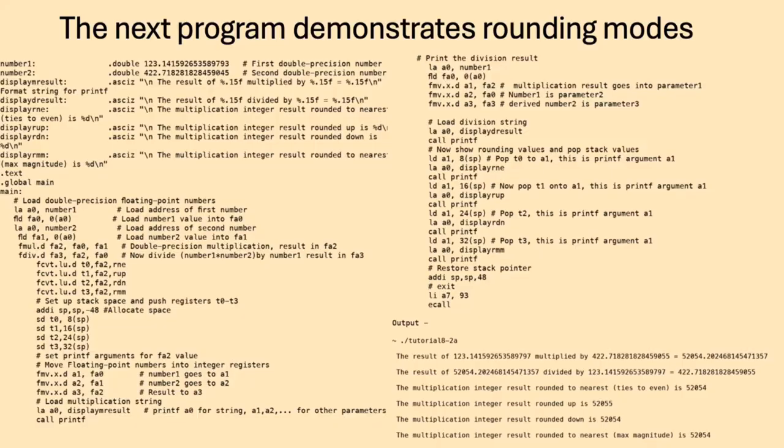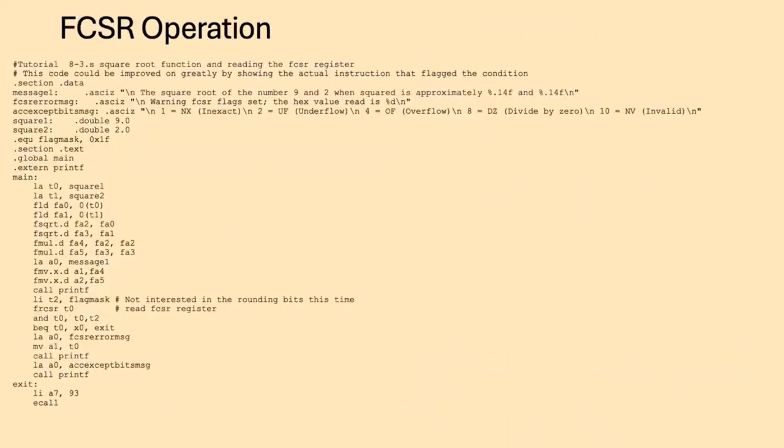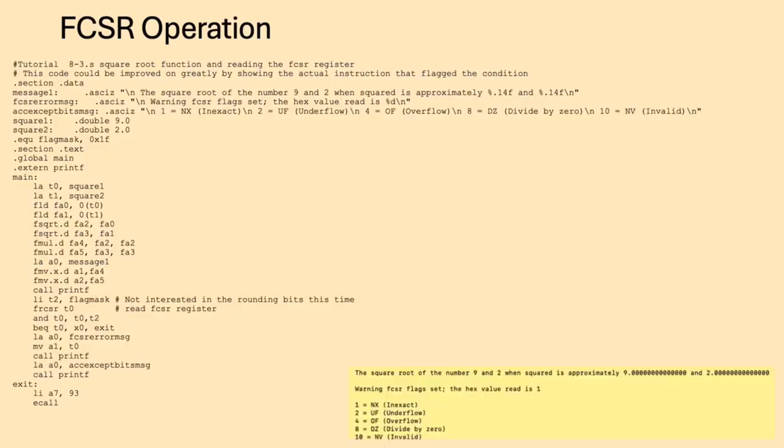This next program interacts with the floating point control and status register. It generates an irrational number. The square root of 2 causes a condition with the floating point control and status register. The control and status register is read with the instruction frcsr t0, placing the contents of the status register into register t0. The next instruction holds a value called flag mask, which is used to zero out non-status bits such as the rounding mode fields that we've already discussed.